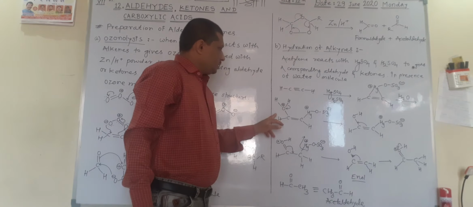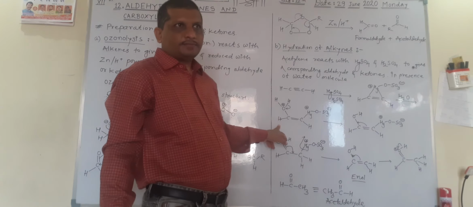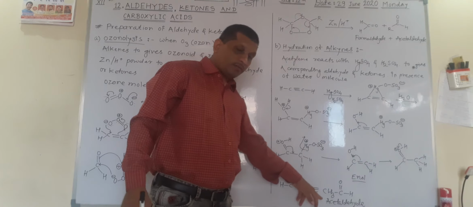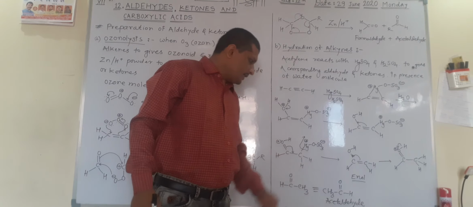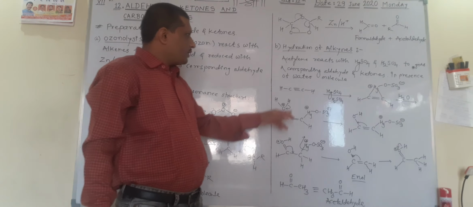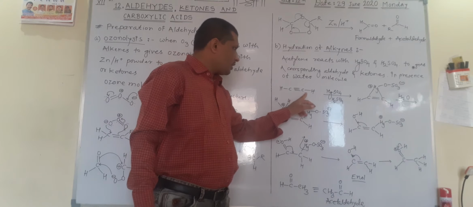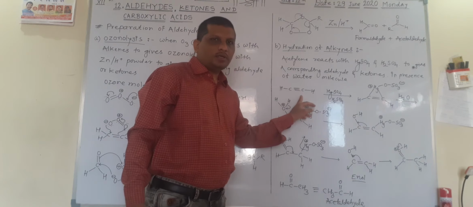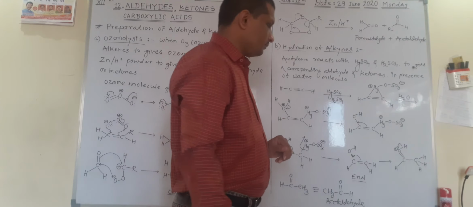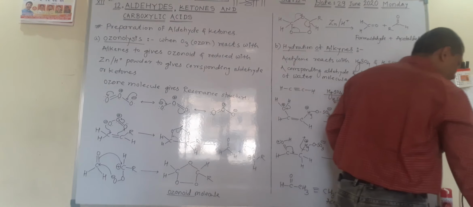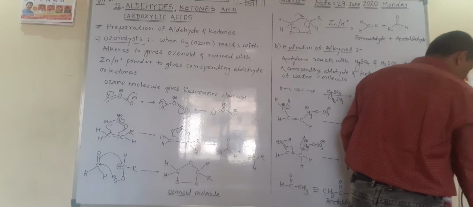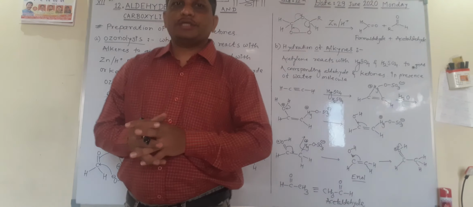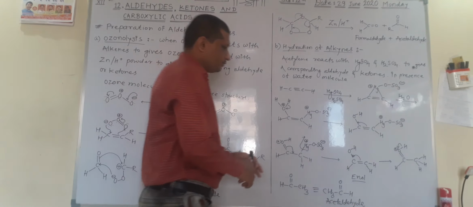If you utilize acetylene, we form the acetaldehyde. If we utilize alkyl groups instead of this hydrogen, you can get the ketones. Now next, we can see other methods of preparation of aldehyde and ketones.